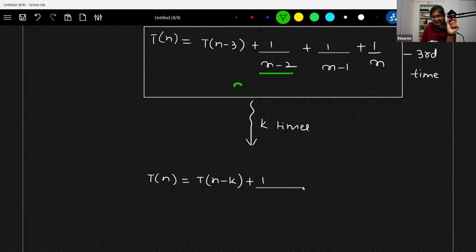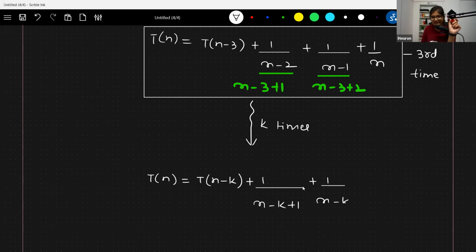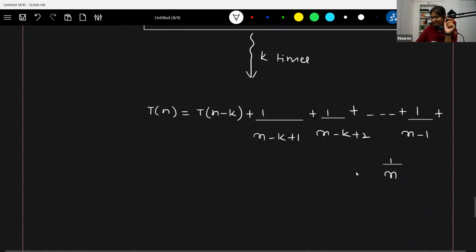if you observe, this term is nothing but n minus 3 plus 1. Can I say? This term is nothing but n minus 3 plus 2. So I can write it as n minus k plus 1 plus n minus k plus 2 until so on. The last two terms can be equal to 1 divided by n minus 1 plus 1 divided by n. Can I write like this, everyone?